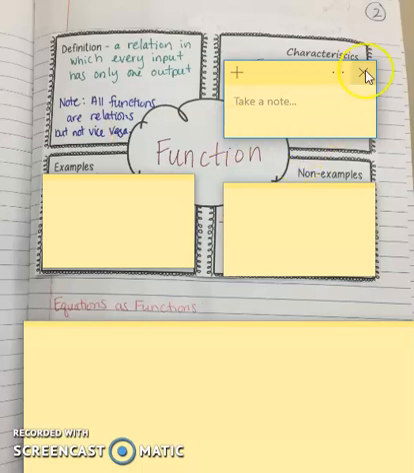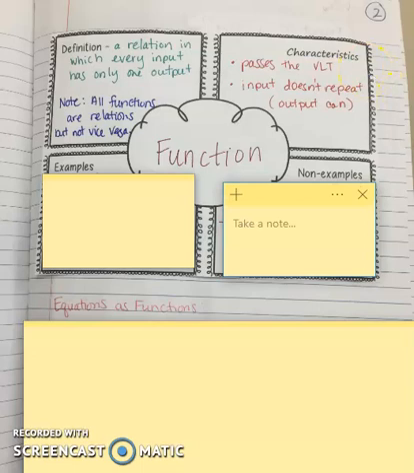Two of the characteristics of functions. The first is that each function will pass the vertical line test when you graph it. In addition, each input will not repeat. That means for every element in the domain, you will only see it once in the ordered pairs, and you'll never see another one that repeats. The output, however, can.